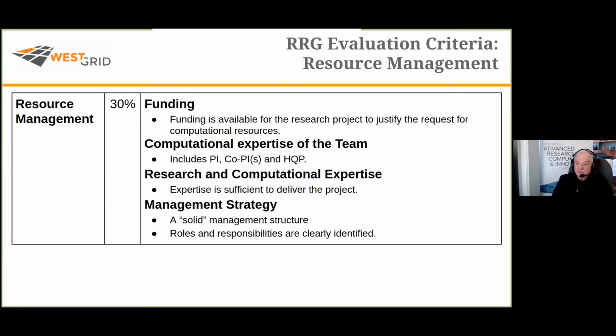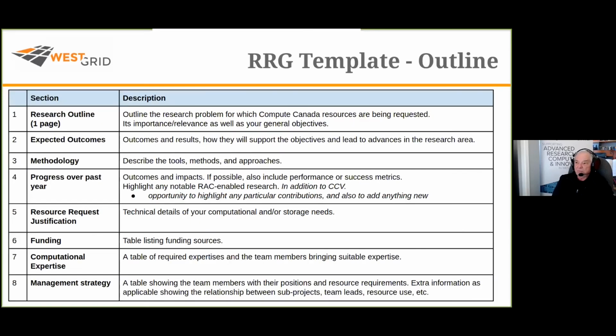Then the computational expertise of the team, the research and computational expertise. So do you know what you need to do the project, and have you got the right people? And then in some cases, a management strategy, which is mostly aimed at larger projects where there may be many components. So here's the template. It has 8 sections: research outline, expected outcomes, methodology, progress over last year, and resource request justification, and that's the first 70%. Then 6, 7, and 8 are the funding, expertise, and management strategy.